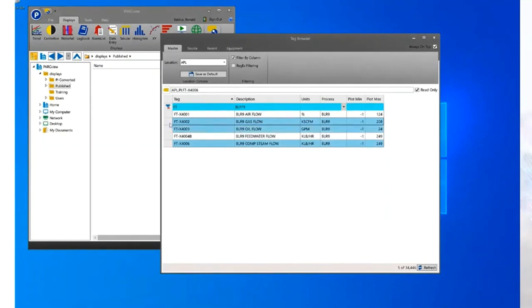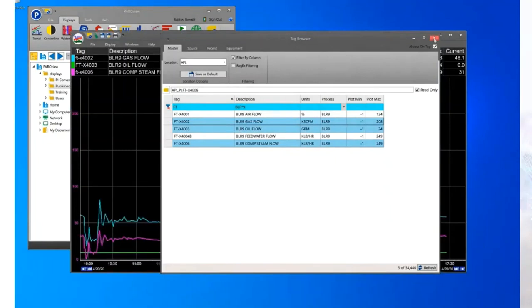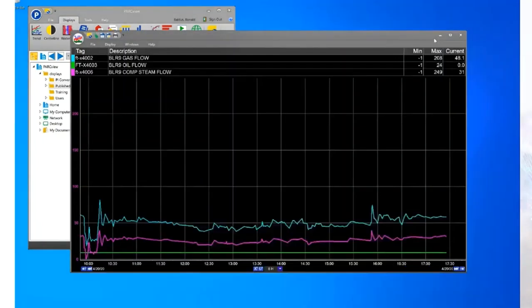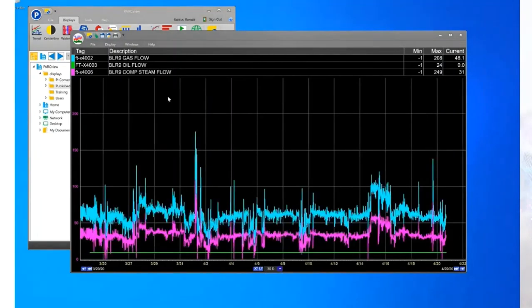And I double click on the left-hand side and up pops the trend for the 3 tags. So now I have the gas flow, oil flow, and the steam flow. So I'm going to go down and go back 30 days and take a look at the data. And the green tag, the oil flow, is flatline, so I X on that and get it out of the way. And I've got the 2 tags I'm interested in, gas flow and the steam flow.